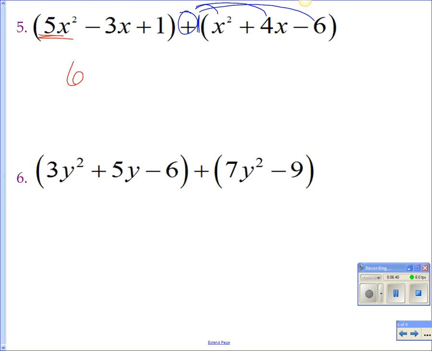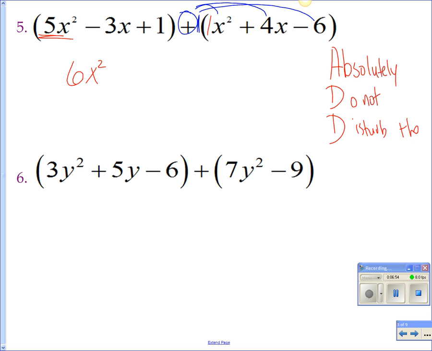Very good. 6x squared. When you are adding, which is what we're doing today, you absolutely do not disturb the exponents. What does it mean to not disturb something? Don't touch it. So this has an x to the second, and this has an x to the second, so you leave it x to the second. We don't add the little numbers. You absolutely do not disturb the exponents, okay? James, what do I put with -3x?